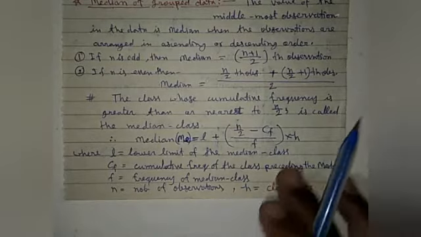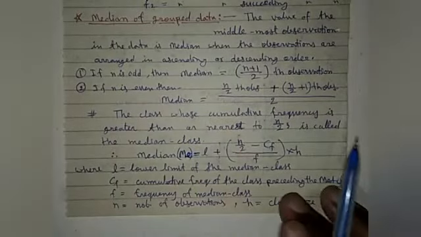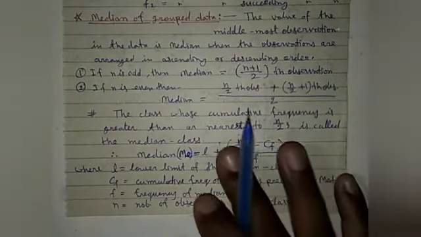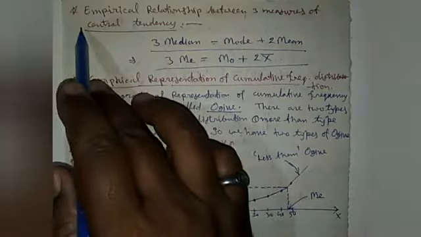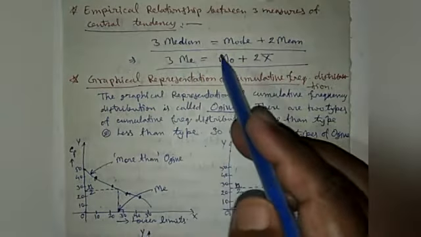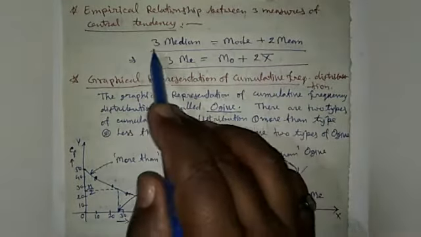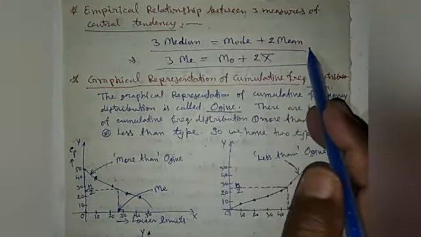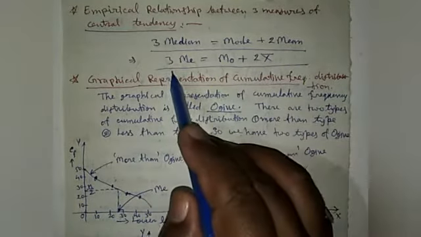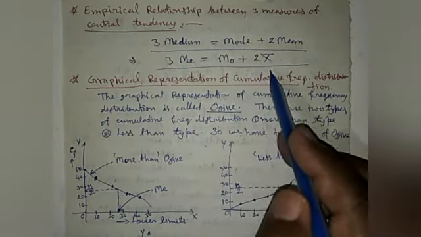So here we have the formulas for calculating the mean, mode and median. Now the empirical relationship between the three measures of central tendency, means the relation between mean, median and mode, is given by 3 median equal to mode plus 2 mean. So in symbolic form it is 3 ME equal to MO plus 2 X bar.